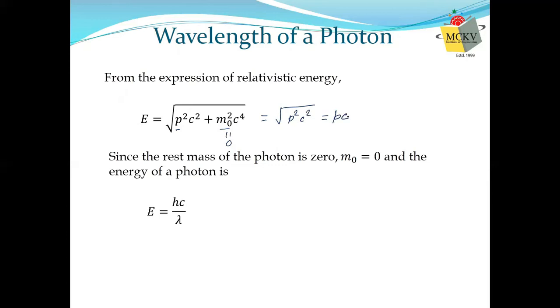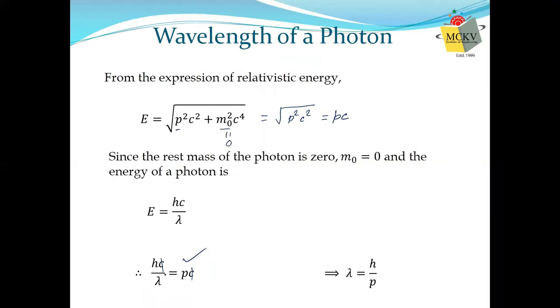And we know that the energy of a photon is equal to hc by lambda. So, if we use these two facts, then we get hc by lambda equal to pc. The c's cancel out, giving lambda equals h by p. Again, the mathematical form of the de Broglie hypothesis. So, the de Broglie hypothesis can be established from other well-known or well-established laws also.